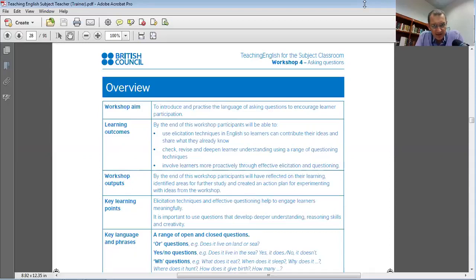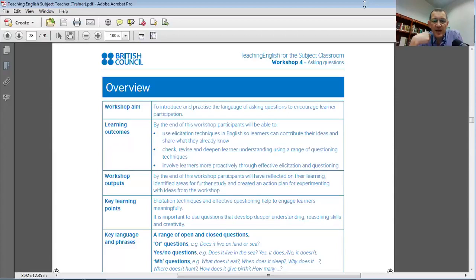Elicitation is where the teacher gets an answer from the student. So the teacher doesn't give an answer, but draws the answer out of the student. That's elicitation.